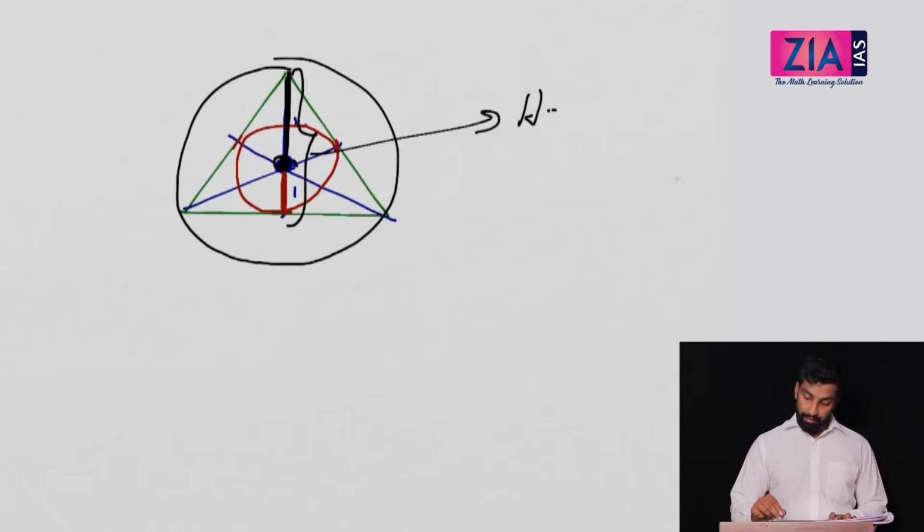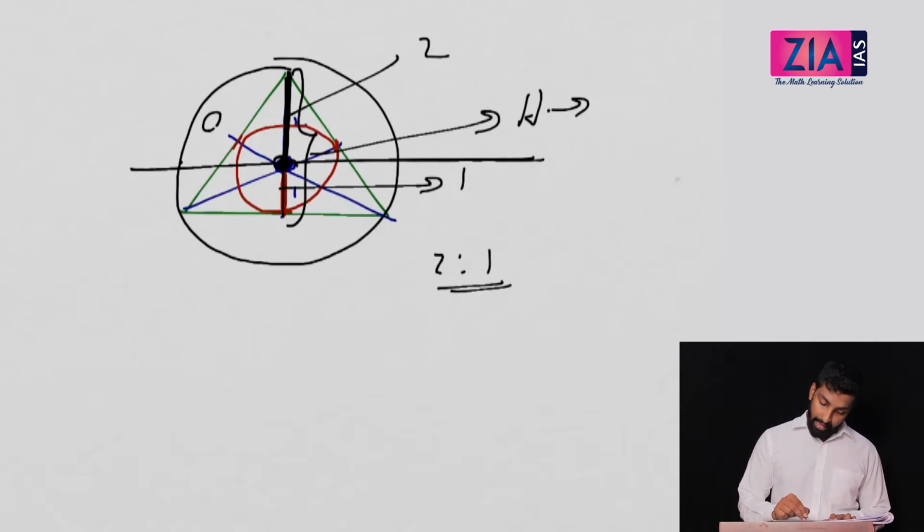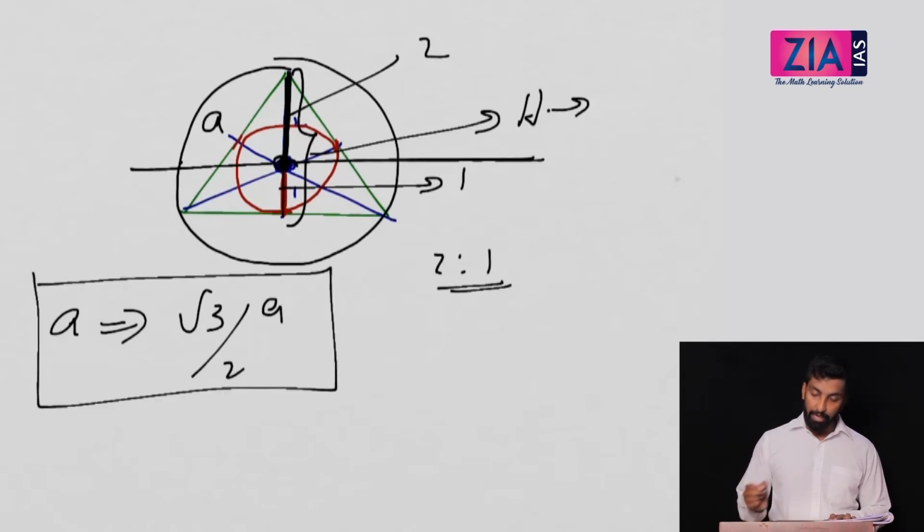So what you can understand is, okay, this I already told you, this is 2 and this is 1, divided in the ratio 2:1. So the radius of circumcircle and incircle is in the ratio 2:1. You understood? So obviously the areas will also be in the ratio 2:1, right? Now the height is in the ratio 2:1. So if you need to find the radius of this, so if one side is A, we know that height is root 3 by 2A. We know height is root 3 by 2A, right?